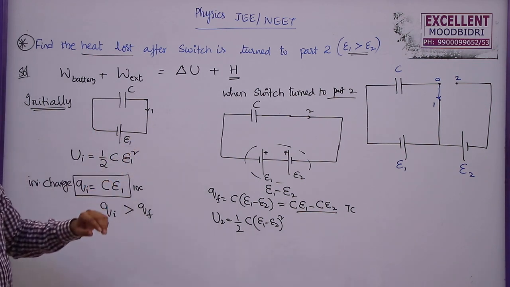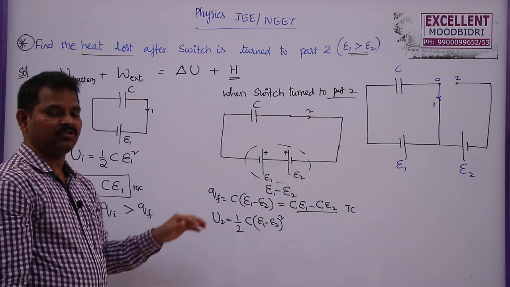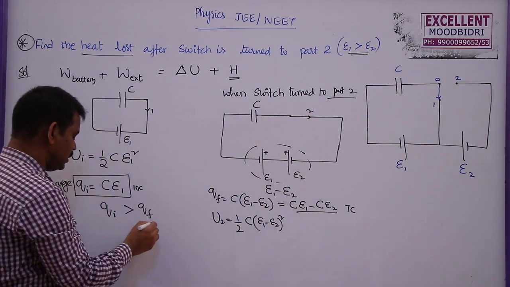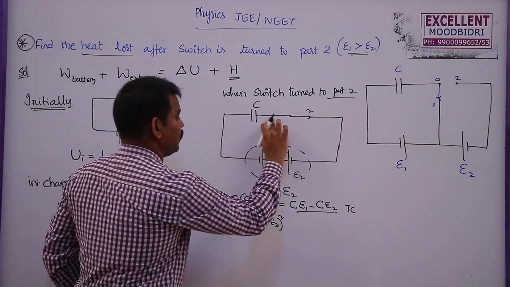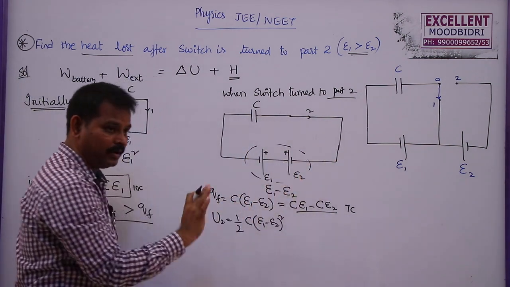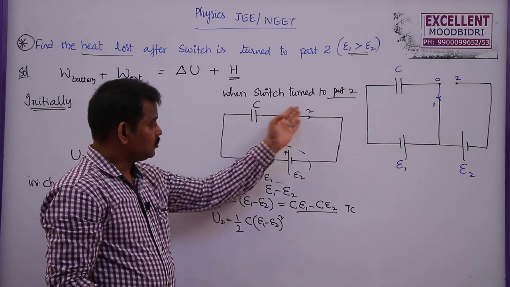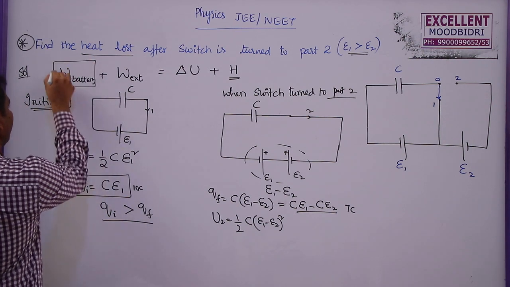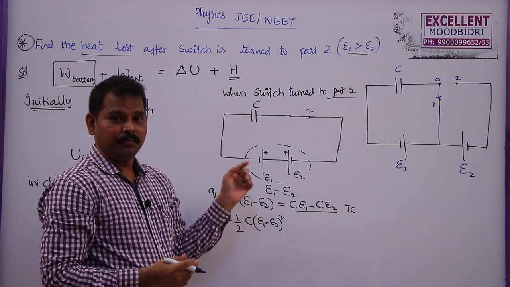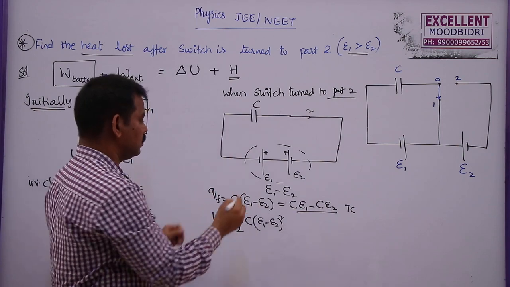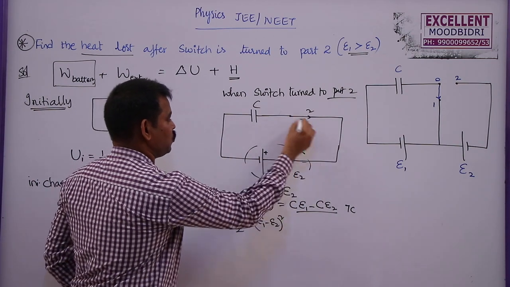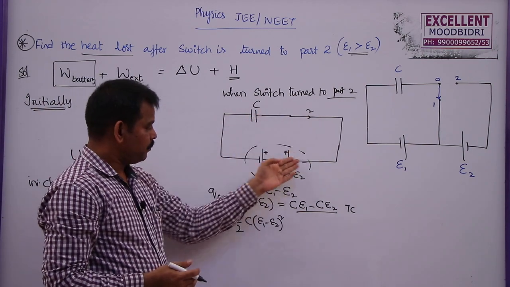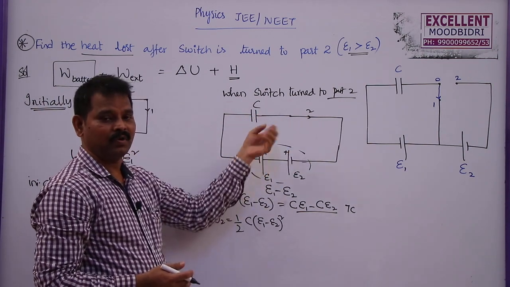So what is the meaning of this? If the final charge is more than the initial charge, the battery will supply charge to the capacitor. If the final charge is less than the initial charge, charge is going from the capacitor to the battery. So the battery is not doing work; the capacitor is doing work on the battery. If the battery is doing work, charge flows from battery to capacitor. If the capacitor is sending charge to the battery, the work done by the battery will be negative.